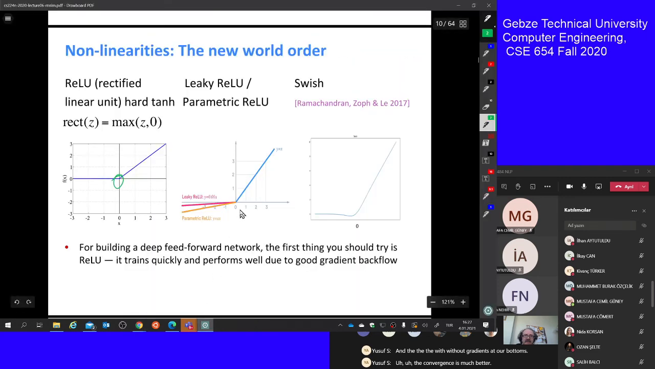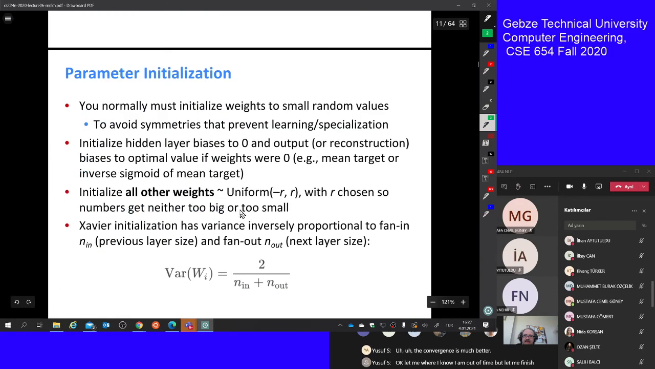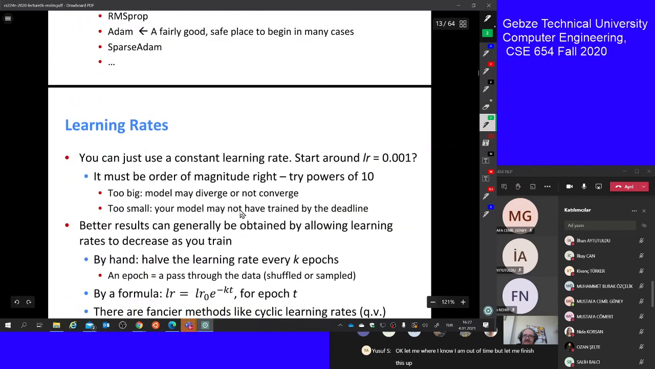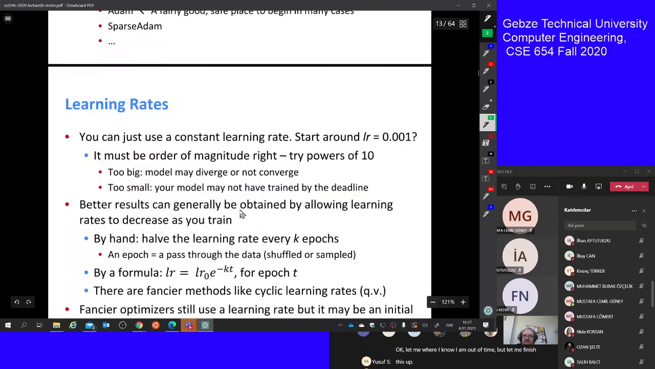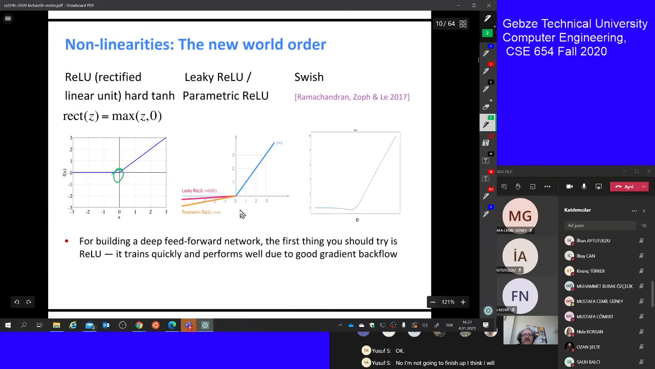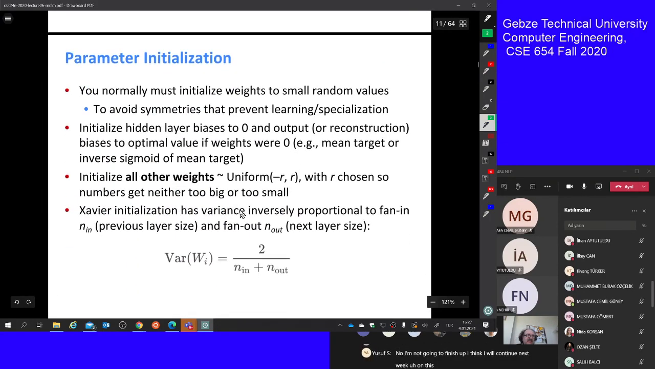Okay, let me move on. I know I am out of time, but let me finish this up. No, I am not going to finish up. I think I will continue next week on this. That's it for today. Any questions? You will have 2 more homeworks. They will be about machine learning and NLP, and deep learning and NLP.